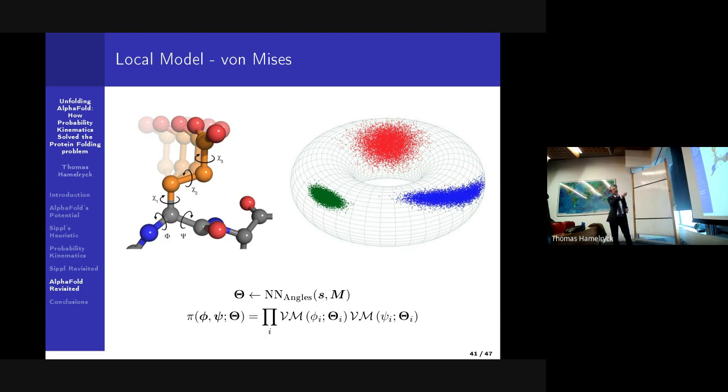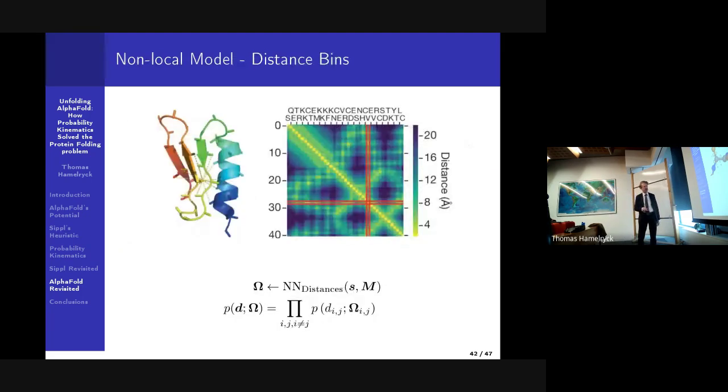You use a von Mises distribution to express these probabilities. So what's the joint probability of all the angles in the protein? It's nothing else than this long product over here, where each angle is expressed as a von Mises distribution. This is a distribution on the circle, so it's a distribution ultimately on the hypertorus. And the parameters are simply obtained from neural networks. So there's nothing really new about this. People have been using these types of probability distributions using directional statistics for many years.